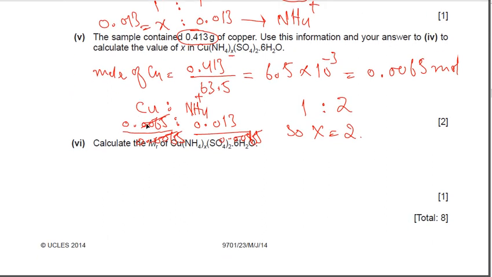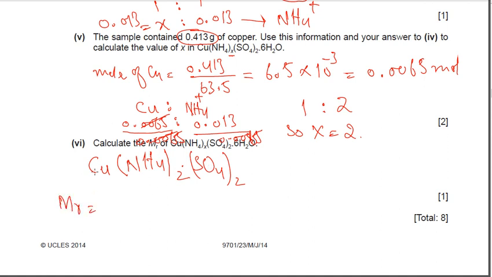Finally, now we put the value of x over here. As a result, the formula we got will be Cu(NH4)2(SO4)2. Okay, now the question says, calculate the Mr. So we are going to find the Mr of this compound.